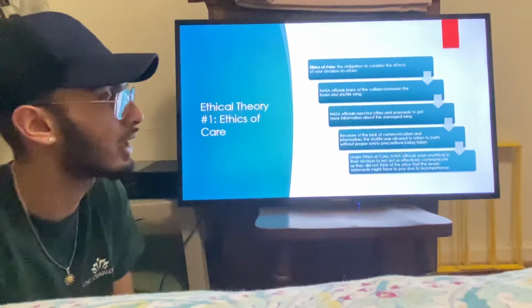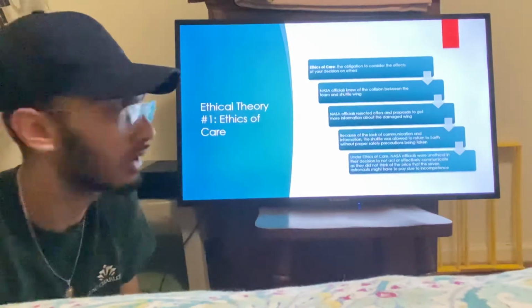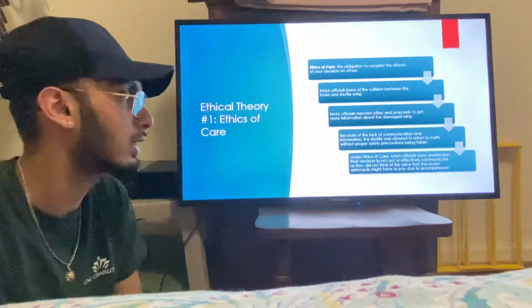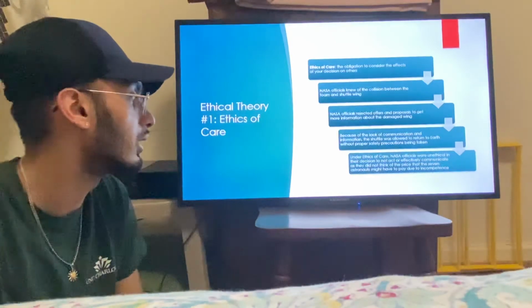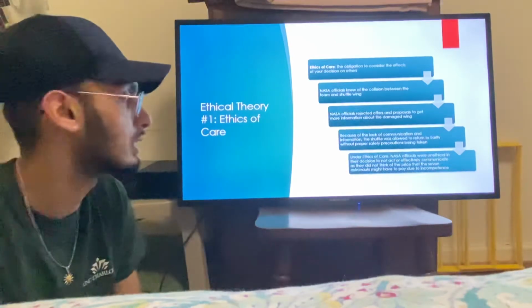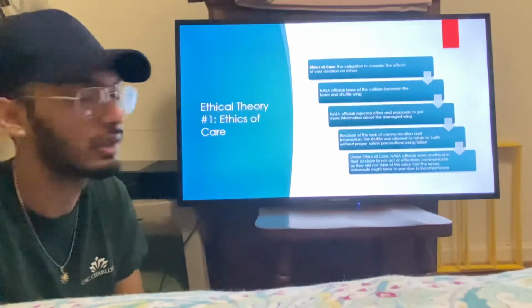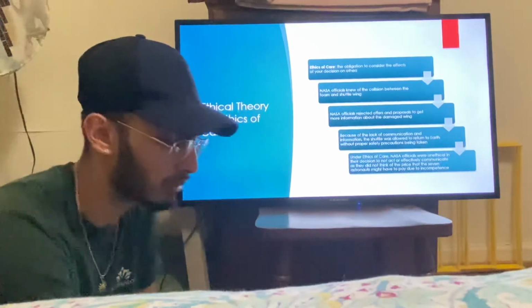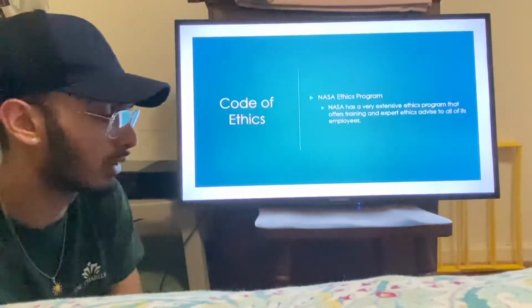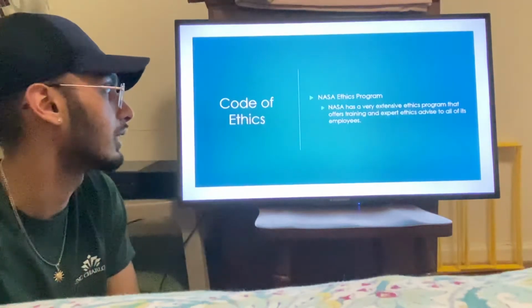So under ethics of care, the officials were unethical in their decision to not act or effectively communicate, as they didn't think of the ultimate price that the astronauts might have to pay if everything did not go according to plan. The Code of Ethics: NASA has an ethics program.